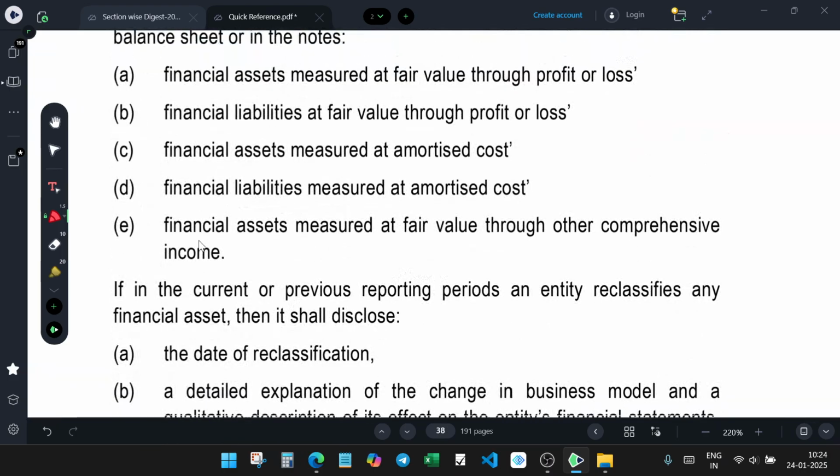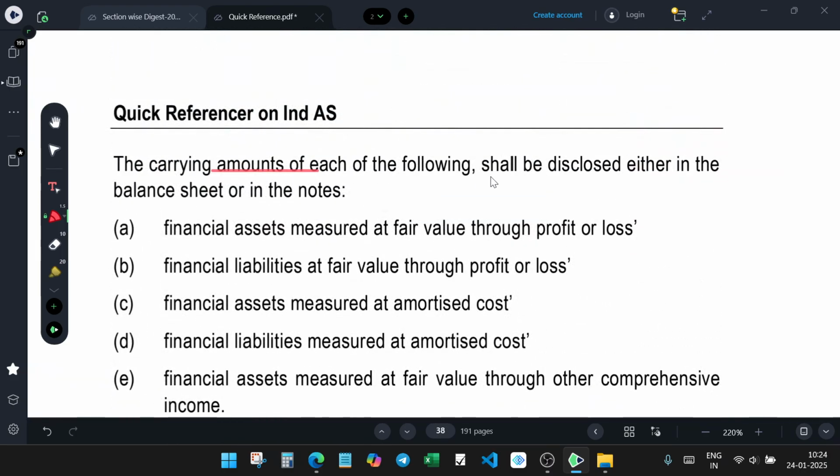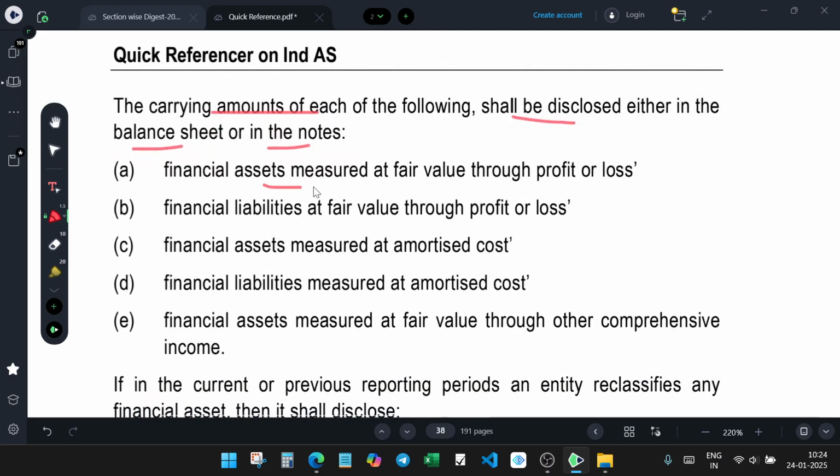The carrying amount of each of the following shall be disclosed either in the balance sheet or in the notes: the financial assets measured at fair value through profit and loss. So any asset that has been revalued, the fair value is to be stated. You should also state financial liabilities at fair value through profit and loss.